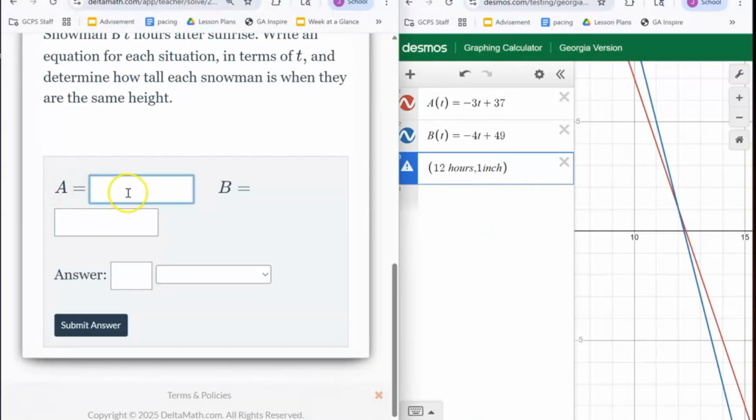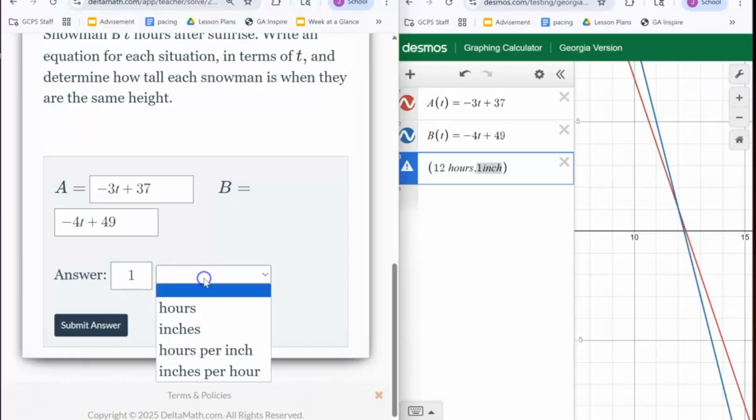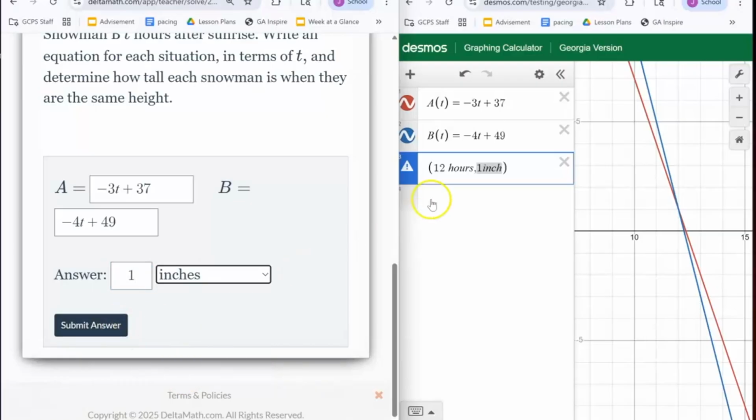So the function of A, okay, and so you see, sometimes they don't put as a function of T, but make sure you don't put X, but you put T. So negative 3T plus 37. Function B is negative 4T plus 49. And then your answer is it's 12, 1. But what were they asking for? How tall. So I don't care how time, I care about how tall. So 1 inch. And let's see what this says. All right, now you got to say what it is. So how tall is 1 inch? After 12 hours, the snowman is 1 inch tall.